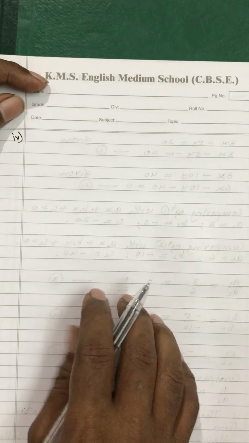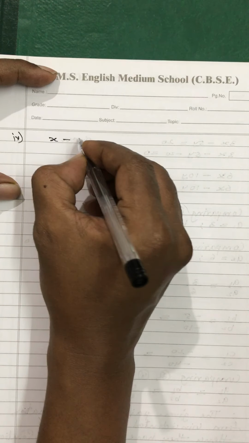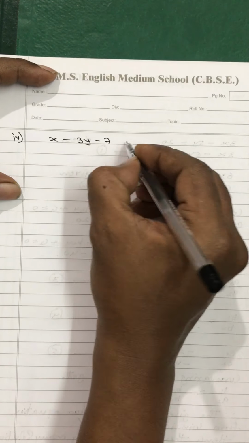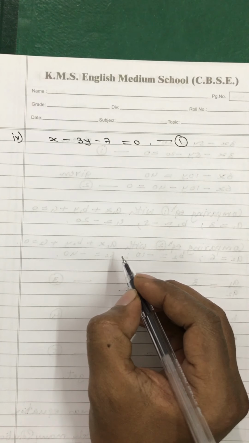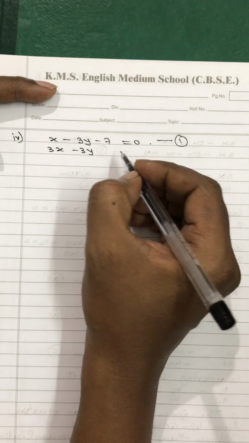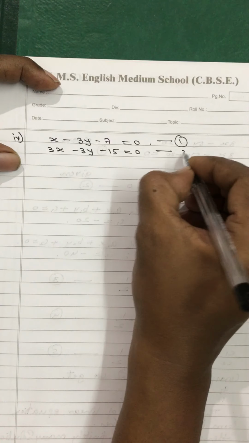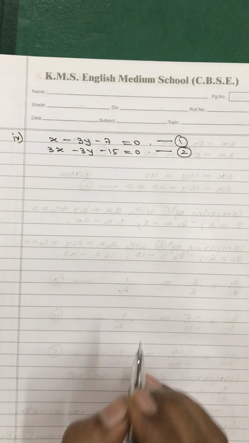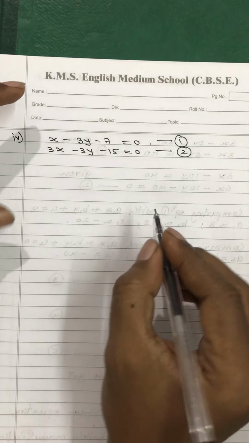Question number 4. X minus 3y minus 7 is equal to 0. This is already given. This is your first equation. Second is 3x minus 3y minus 15 is equal to 0. This is your second. So this is already given in the form of a1x plus b1y plus c1 is equal to 0. So no problem. So we proceed.